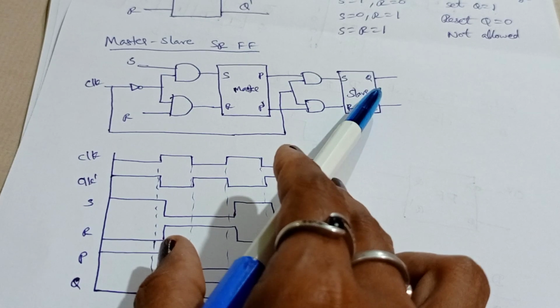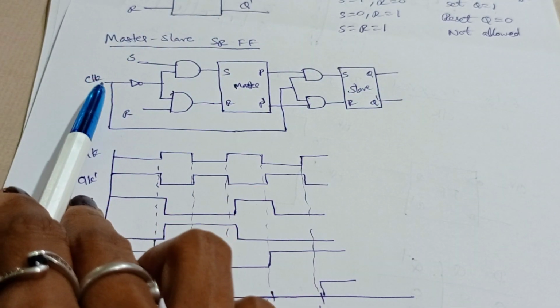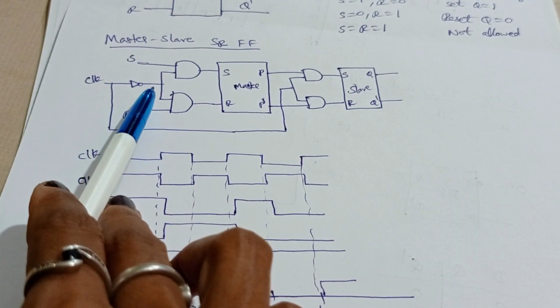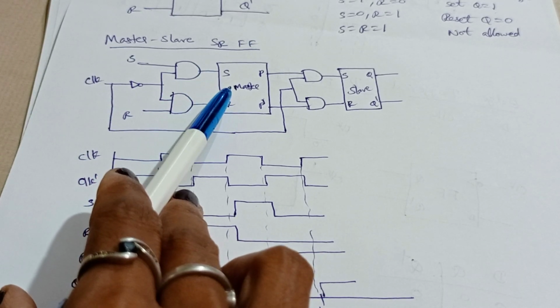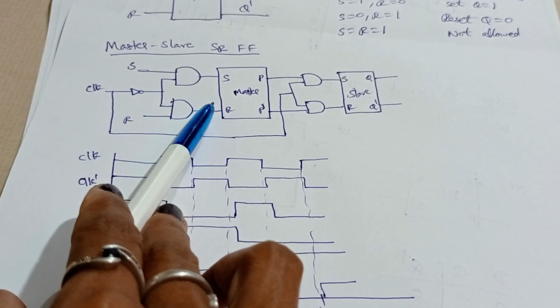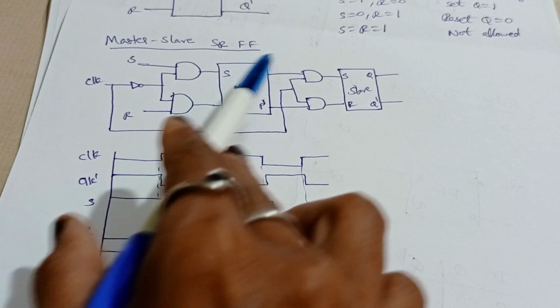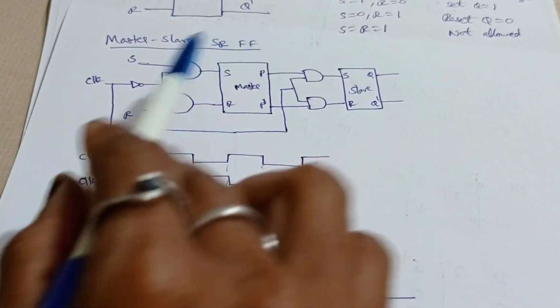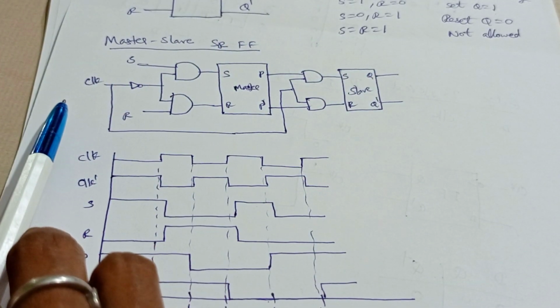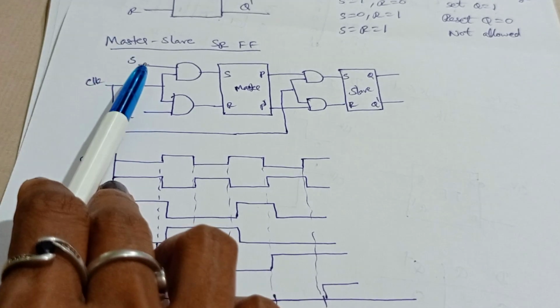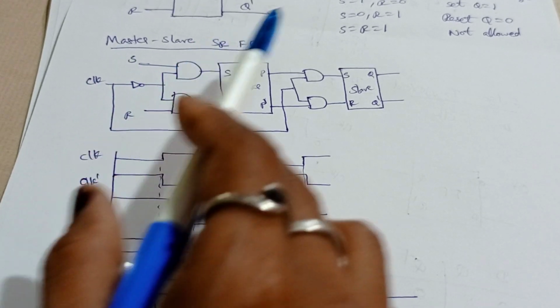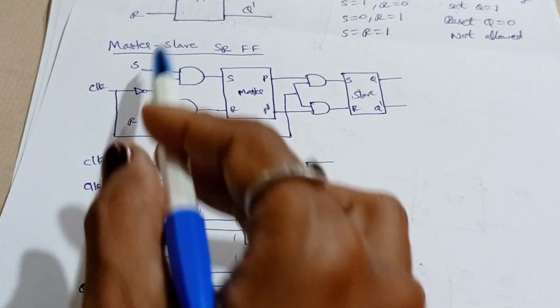Then again the clock is applied. The master latch holds the value of P while clock is 1. Hence, Q does not change. When the clock changes from 1 to 0, the Q value is latched in the slave and the master can process new inputs.